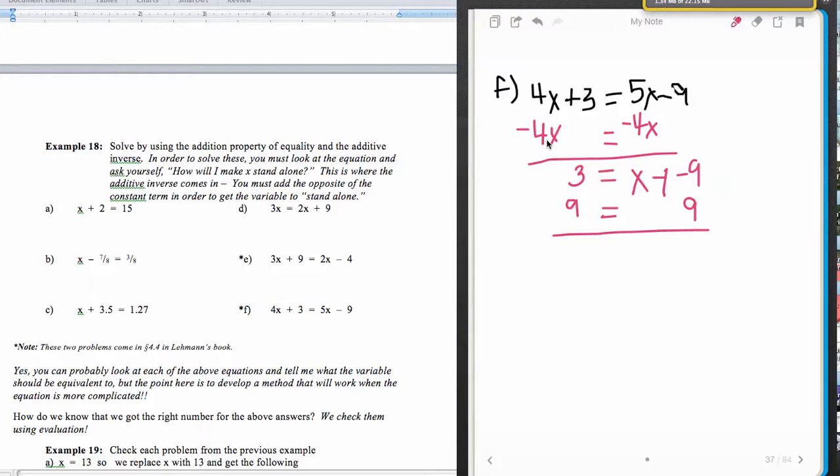This continues the addition property of equality to solve algebraic expressions or equations in section 4.3. We're going to finish this last example that we got cut off, and we are then going to check all of the examples we have just done.